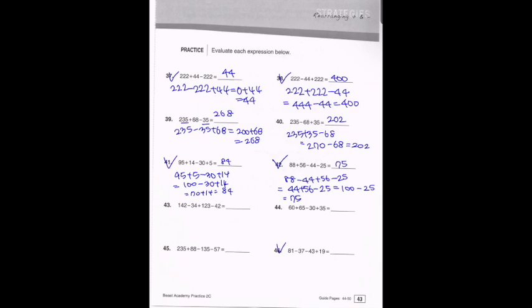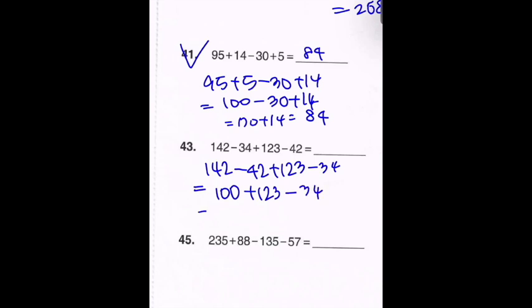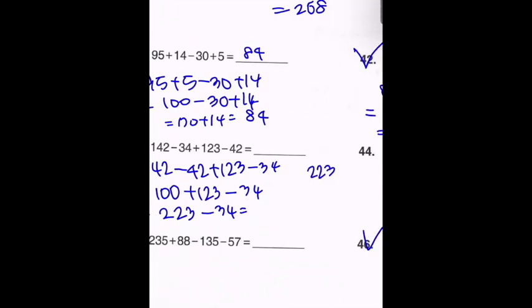So we'll look at 43 now. So we're going to rearrange to 142 minus 42 plus 123 minus 34. And so that is going to be 100 plus 123 minus 34. So that gives us 223 minus 34. And so that is going to be 189.